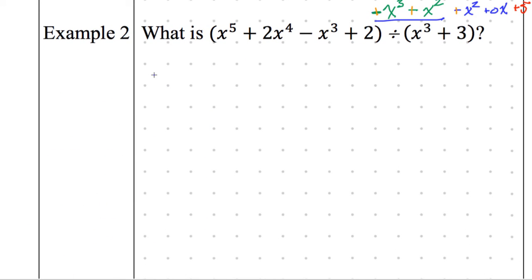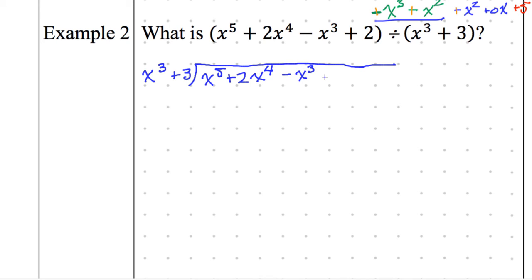Here we go. Let's set up this problem. Sure. x to the power of 3 plus 3, that's going to go into x to the power of 5 plus 2x to the power of 4. Can someone help me read the rest of this? What do I put inside? I need help. Minus x cubed. Plus 0x squared. Plus 0x squared. You didn't fall for the trap. Plus 0x plus 2. There it is.